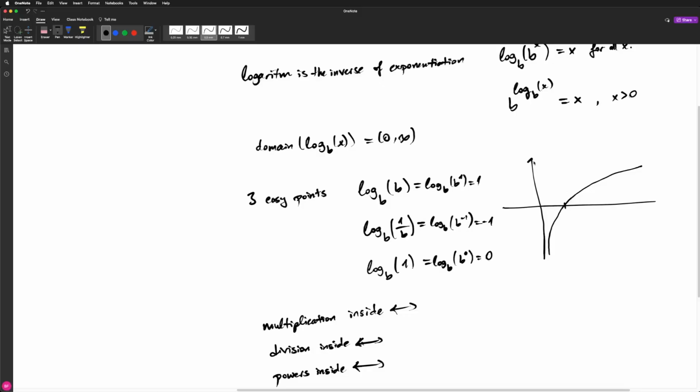So if b is greater than 1, let's say b is somewhere here, then those are the 3 points on the graph. Maybe 1 over b is here. Think about 2 or 3, some number bigger than 1. This is the graph of a typical logarithmic function where b is greater than 1. If b is less than 1, then the graph looks like this. You can mark those 3 points, and that will tell you how to figure out the shape of the graph from those 3 points.